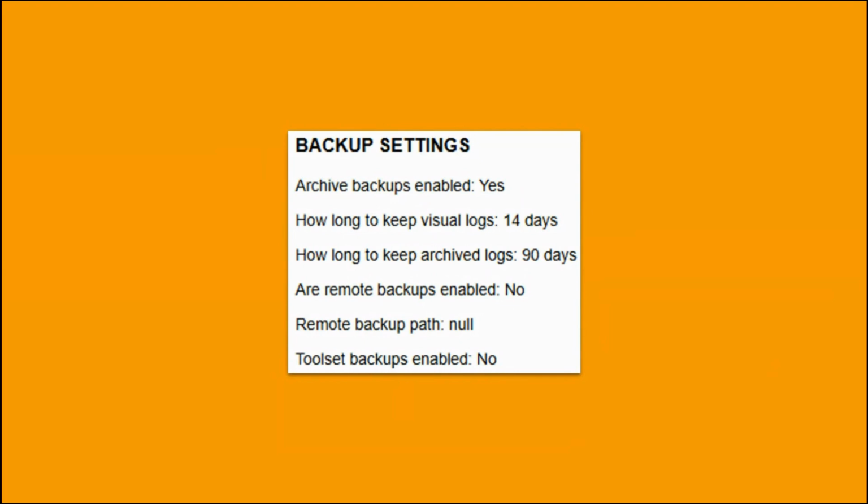So this is an area where anything that's a no might be a problem. You want to make sure that the archives are turned on. You'll want to have toolset backups turned on. So those are going to be things that we check, but you'll be able to see them in the snapshot of this report.